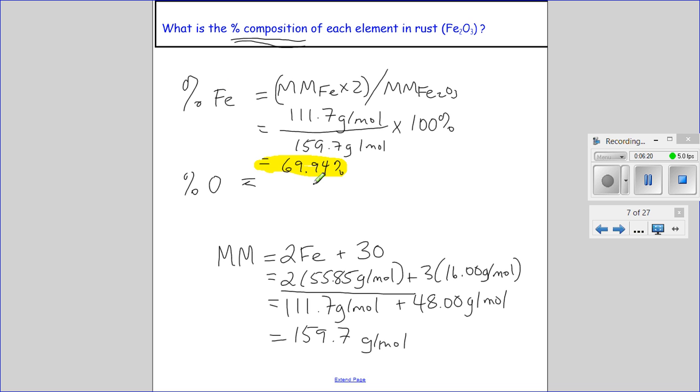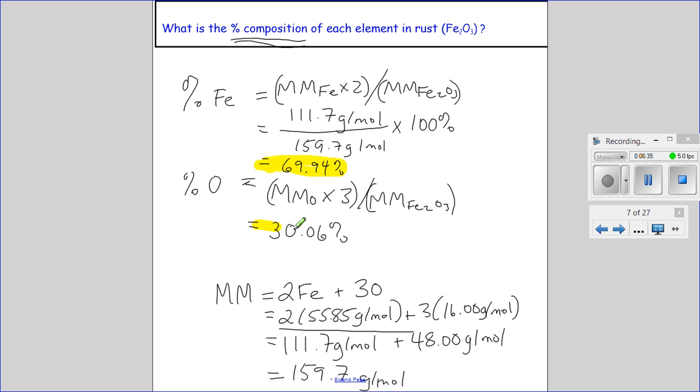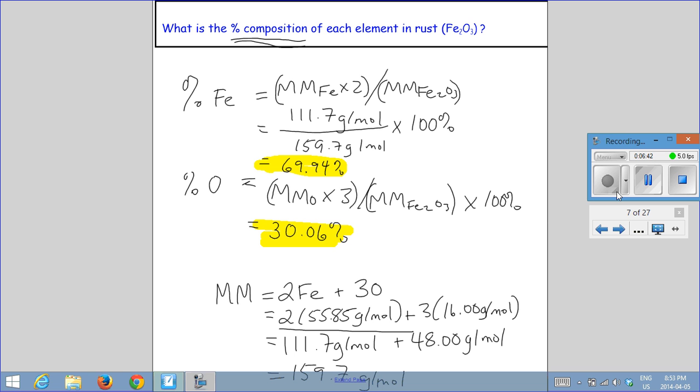Obviously the rest comes from oxygen, but instead of just subtracting from 100, let's go through the calculation. If you plug your numbers in, 16 times 3 is 48, divided by the whole molar mass, 159.7, and multiply by 100, and you get 30.06%. And that's it. That's how you find percentage composition.